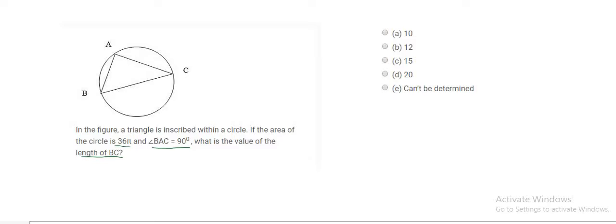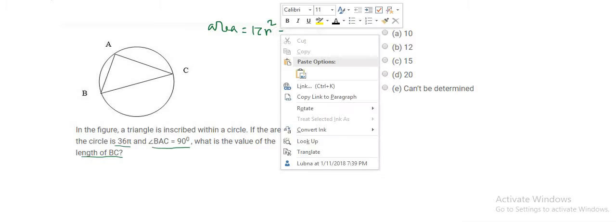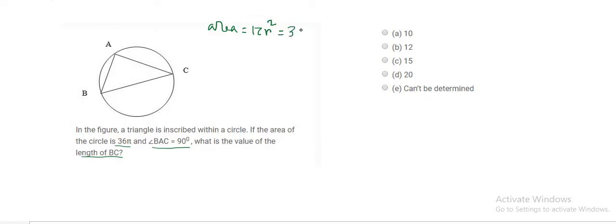So according to the information given, one piece of information is the area of the circle, which is usually given by the equation pi r square, where r is the radius of the circle, and it is given as 36 pi. So from here we can cross out pi from both sides and we get r as 6. So for the circle the radius is 6 units.